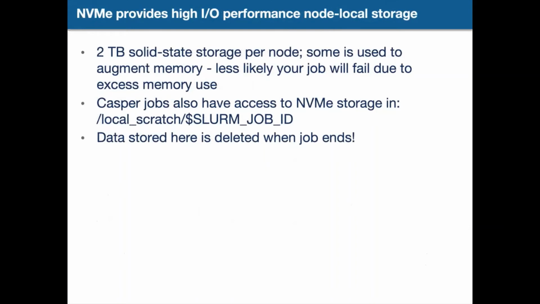So here we talk about the solid state local disk. On each node, we have 2 terabytes of solid state storage. Some of it is used to augment the memory, so you are less likely to run into the problem that your job failed due to using too much memory. And the Casper jobs can also access this solid state storage during the job in the following path: local scratch, $SLURM job ID. But please be careful, when the job finishes, the data stored in this local solid state disk will be deleted, and it's deleted for good. There's no way to recover it.